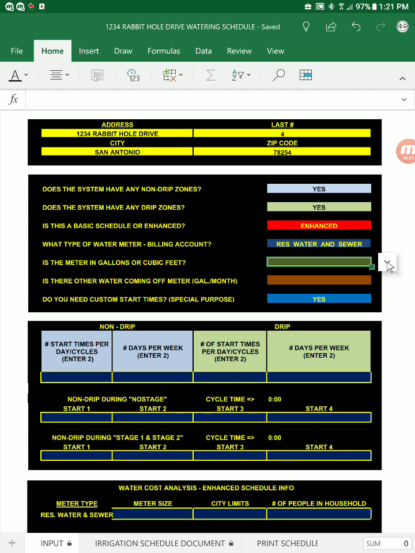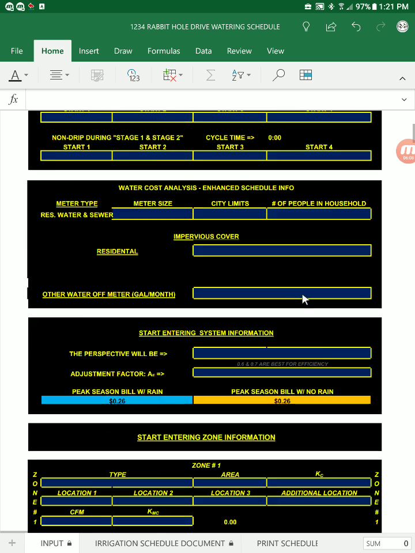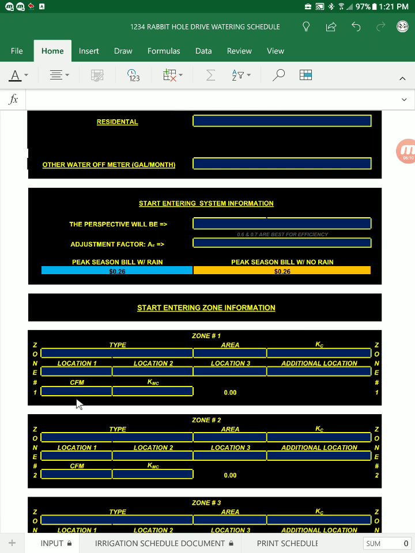Is the meter in gallons or cubic feet? Most meters are always going to be in cubic feet. And when I select this, even though it's enhanced, now I only have a space for cubic feet per minute. The gallons per minute is gone.